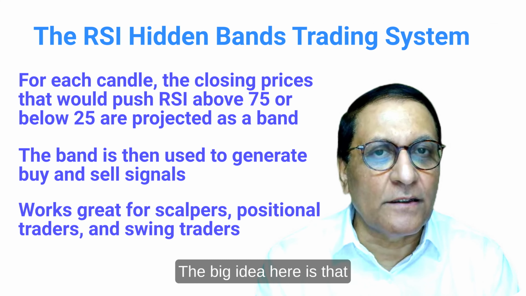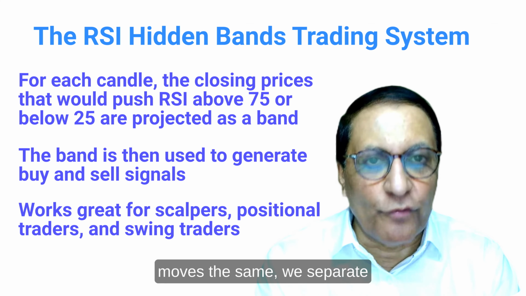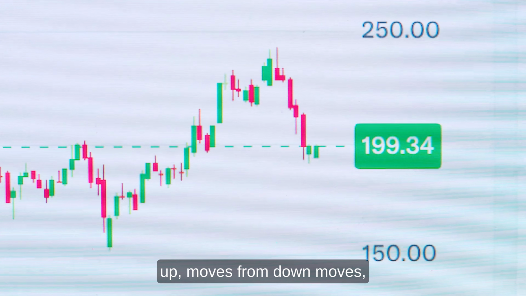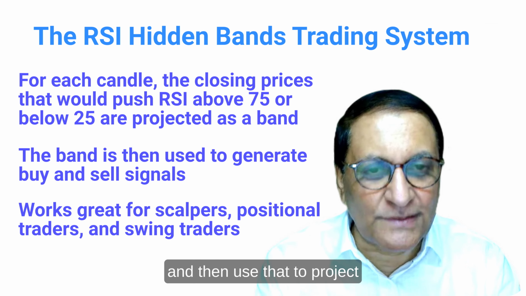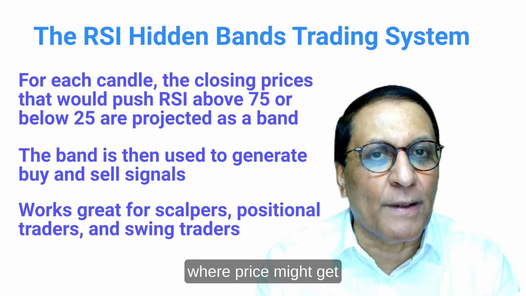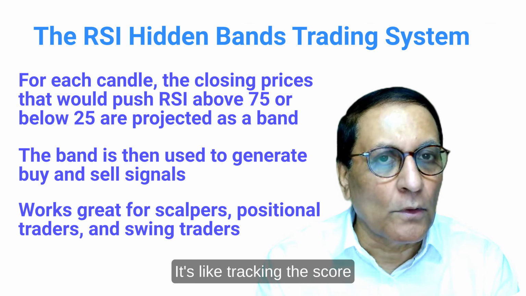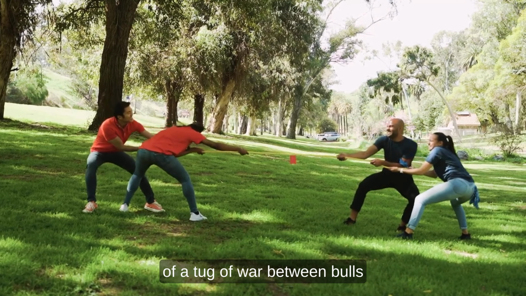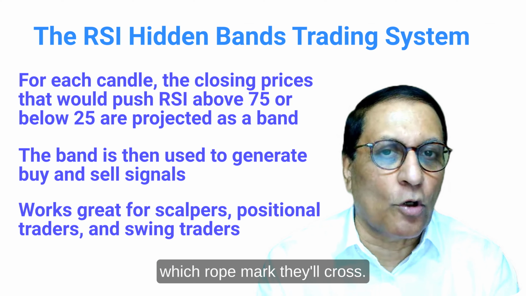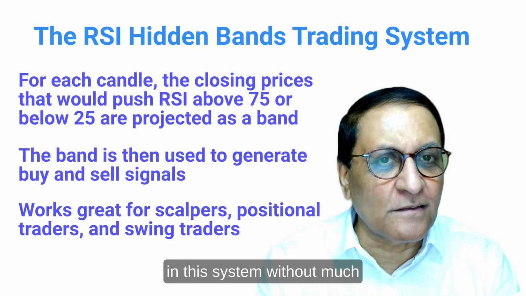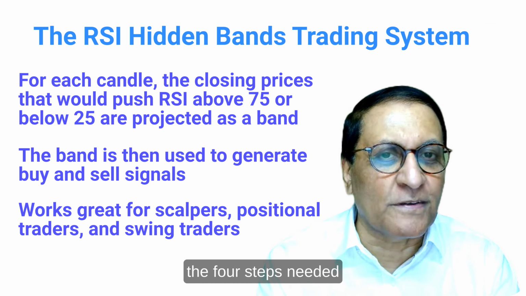The big idea here is that instead of treating all price moves the same, we separate up moves from down moves, measure each one's strength, and then use that to project where price might get stretched to next. It's like tracking the score of a tug of war between bulls and bears and then predicting which rope mark they'll cross. To give you confidence in the system without much mathematics, here are the 4 steps needed to generate these signals.